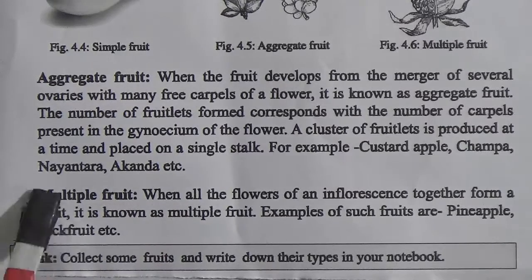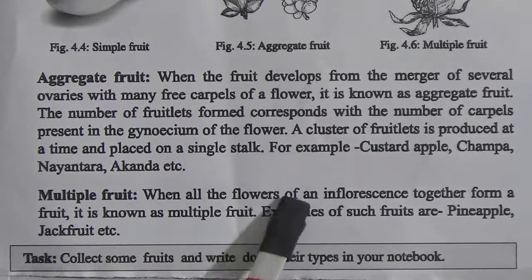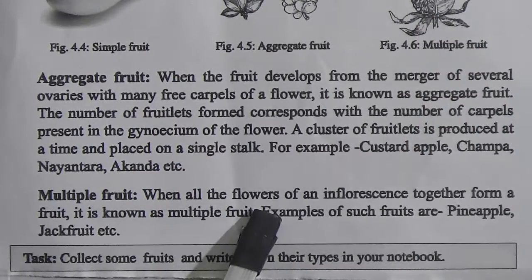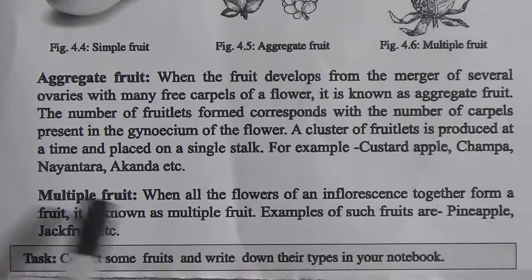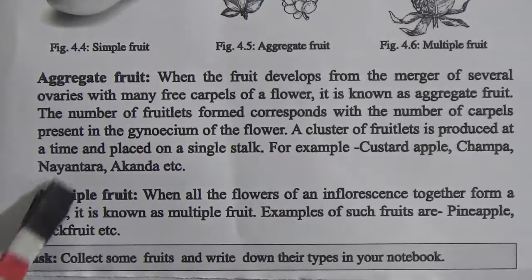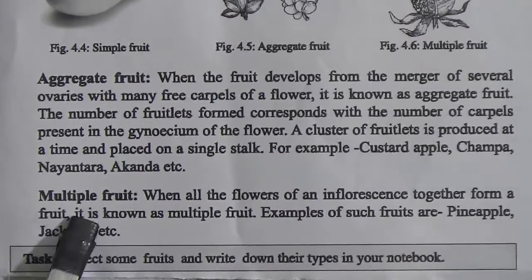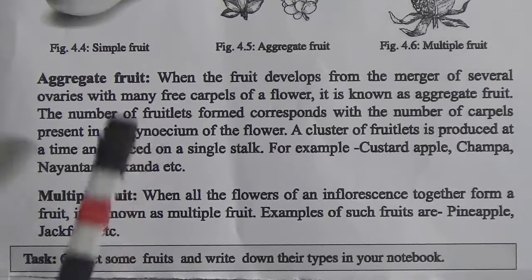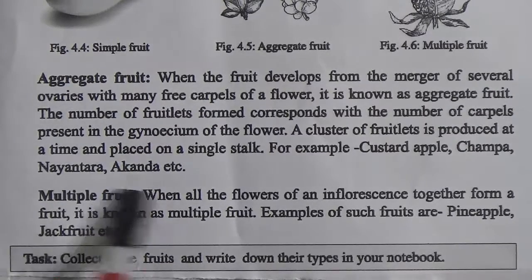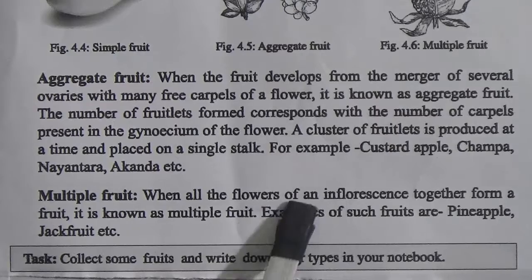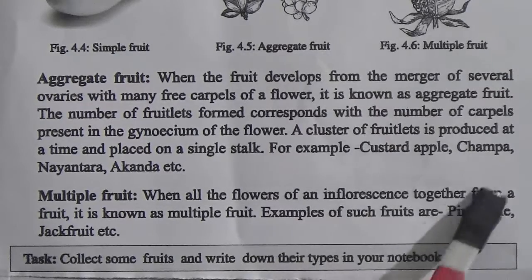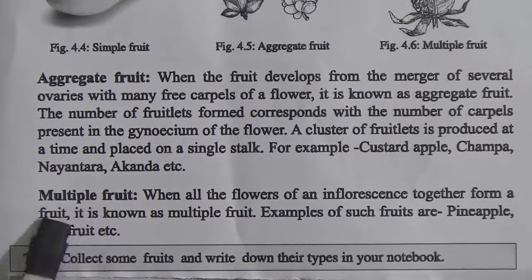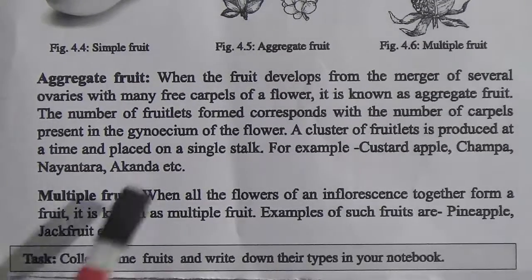Now come to multiple fruits. When all the flowers of an inflorescence together form a fruit, that is known as a multiple fruit. Examples are pineapple and jackfruit. When you eat pineapple and jackfruit, if you observe, there are several fruits joined together making one fruit. That's why it is known as a multiple fruit, because the flowers of an inflorescence together form one fruit.